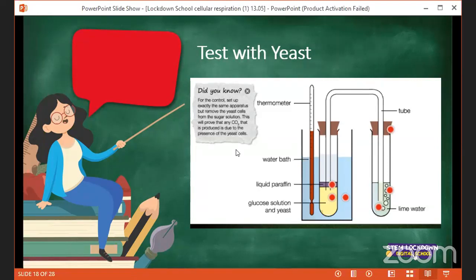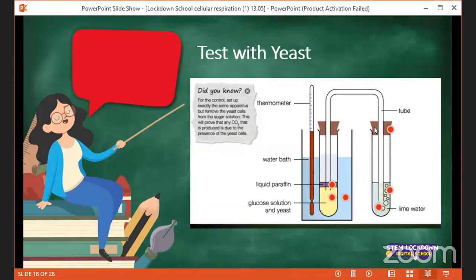As I was saying, guys, the oil layer or this liquid paraffin forms an oil layer which prevents oxygen from entering the glucose and yeast solution. Because remember, we're testing whether anaerobic respiration takes place. In this glucose yeast solution, we put them together so that we test whether anaerobic respiration takes place. And we have a water bath there so that our apparatus is kept at a constant temperature, and we can measure that using our thermometer.